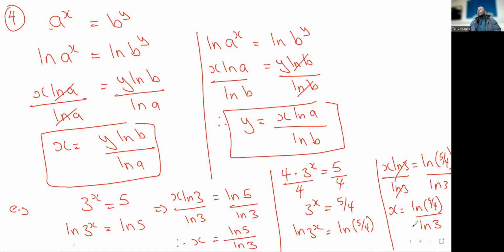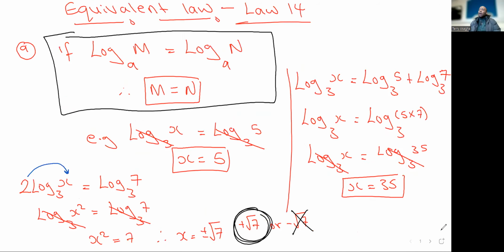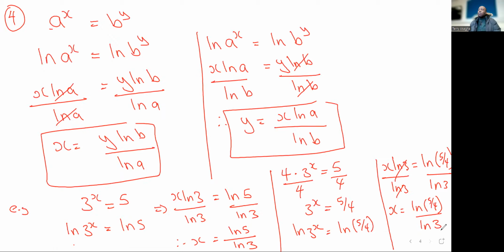All right. So those are the 4 things you need to keep in mind for the equivalent laws, that you need to keep in mind while solving. So let's pick some examples now.